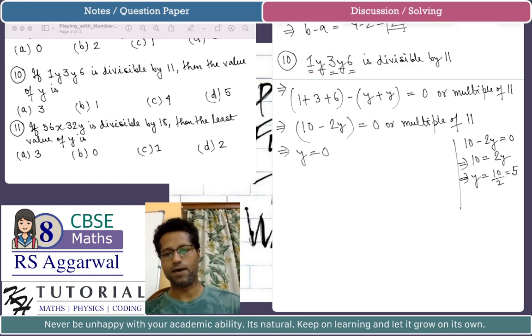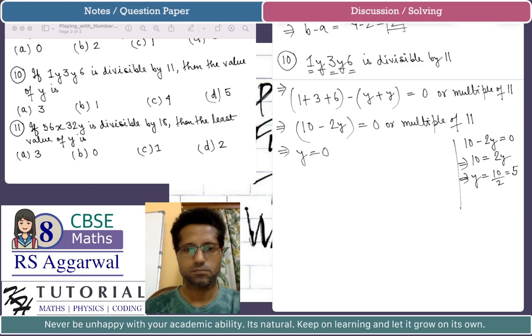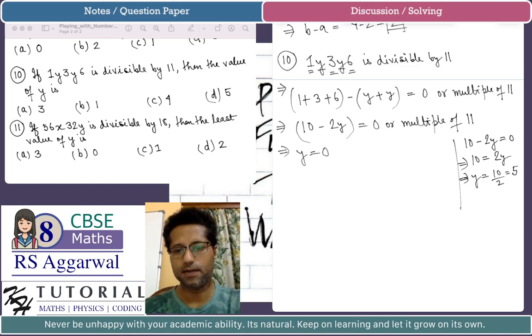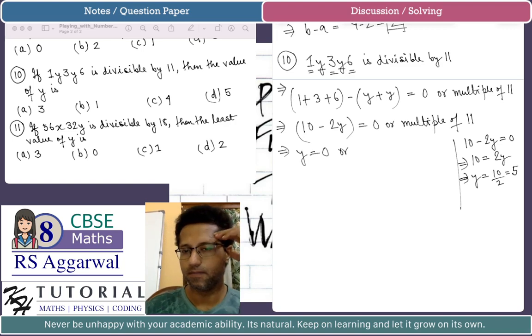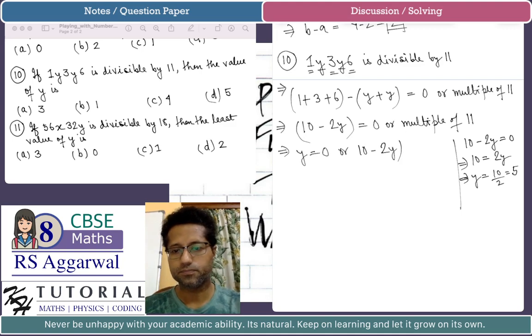So for the value of y equals 0, we will have 10 minus 2y equals 0. So y equals 0 will make the given number divisible by 11. Or we can say that y equals 0. This is one condition which will make the given number divisible by 11. Also we can say that if we can make 10 minus 2y a multiple of 11.